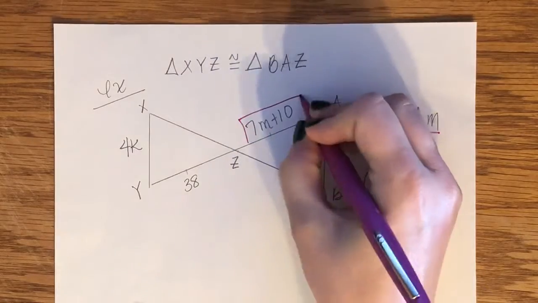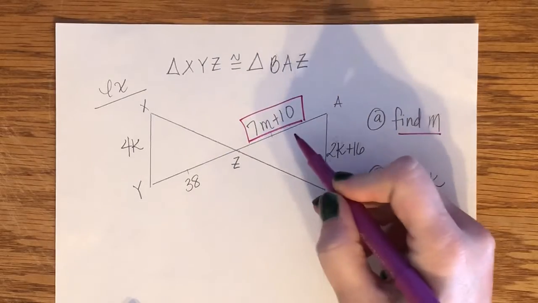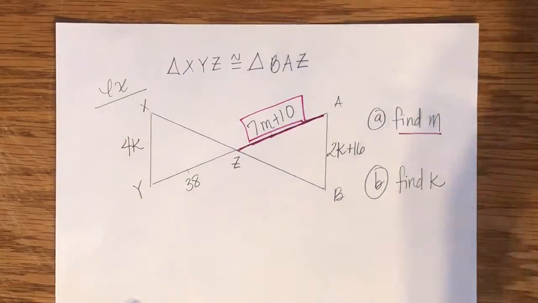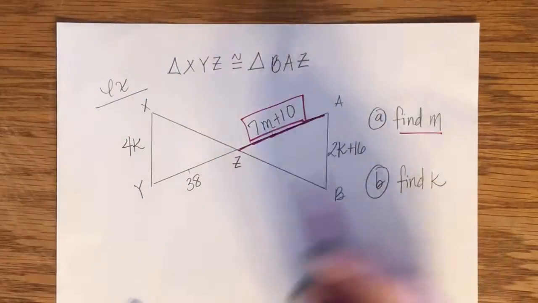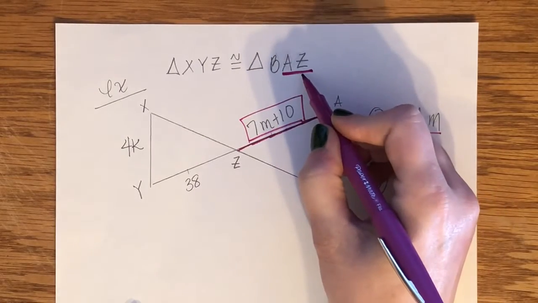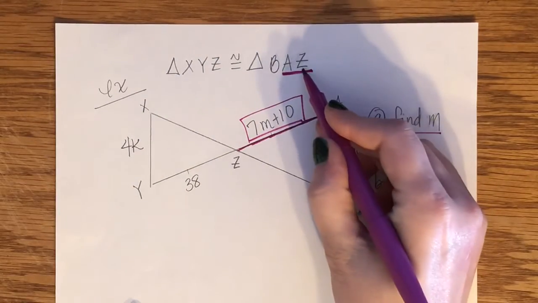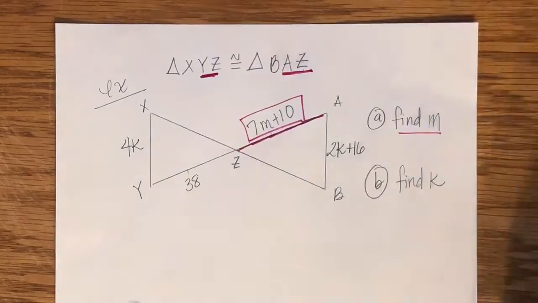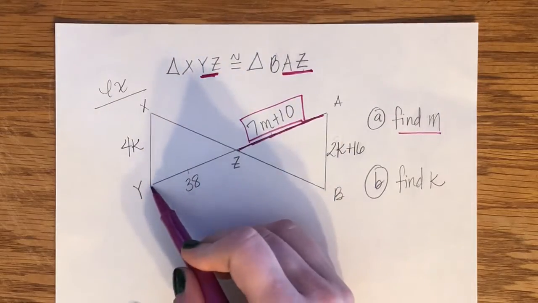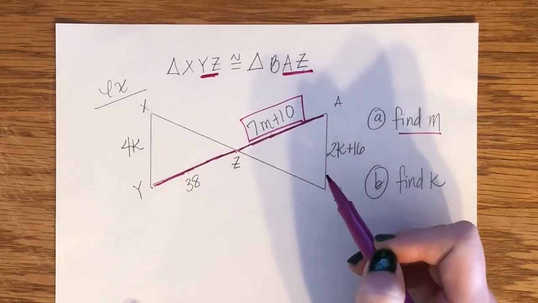So we're just going to start with wherever we see m. So m is part of the expression 7m plus 10, which is referring to this line segment, AZ or ZA. You can call it either one. And so what we're going to do is look here and see what AZ corresponds to in the other triangle. So it's the second letter and the last letter. So we're going to go here, second letter, last letter. YZ corresponds to AZ. That means YZ. And when you look at it, it looks right. It looks like those 2 would be in corresponding positions.